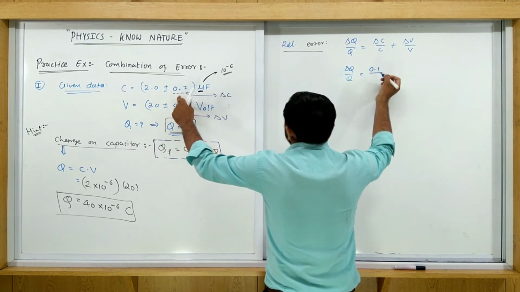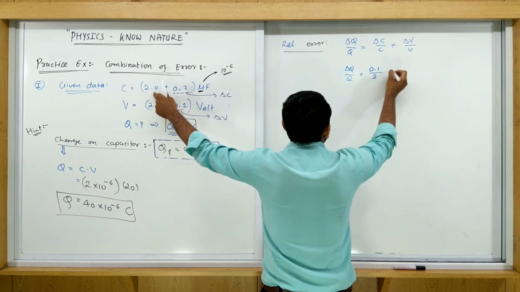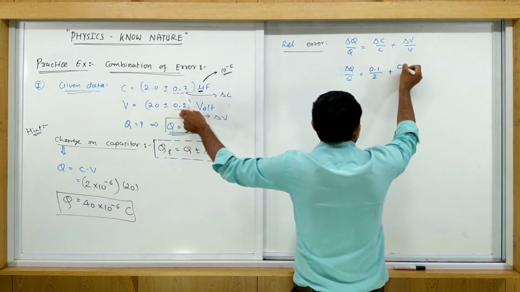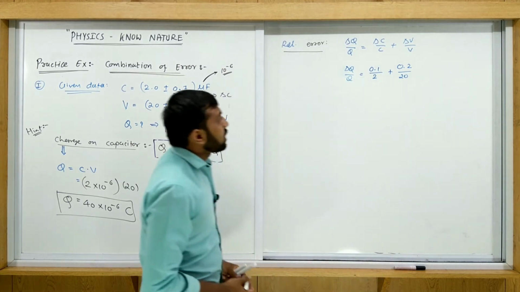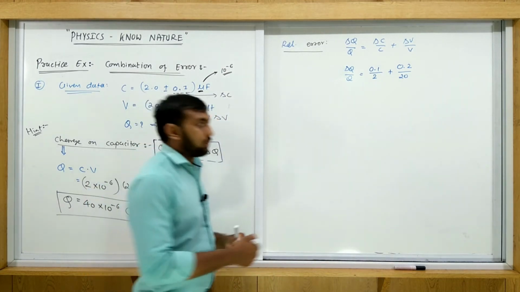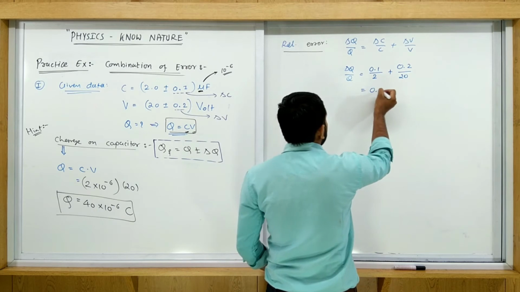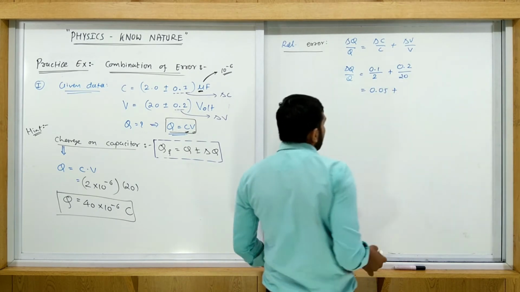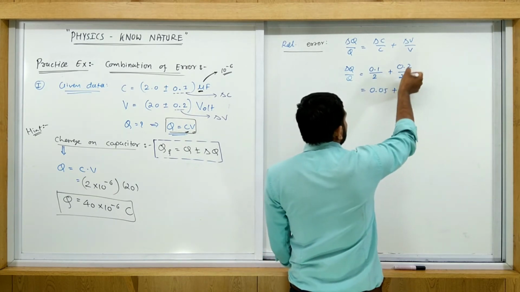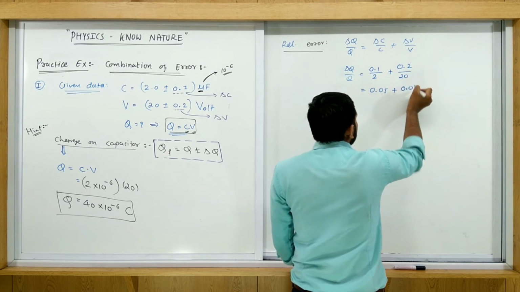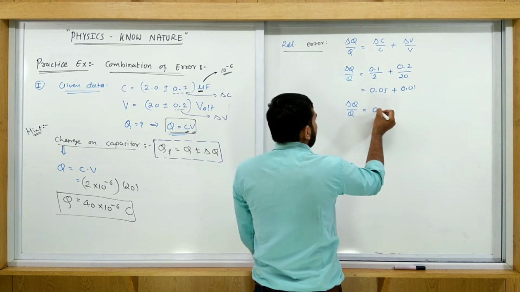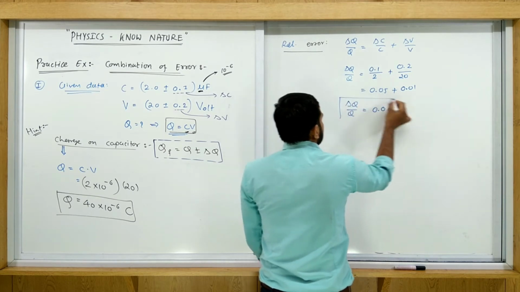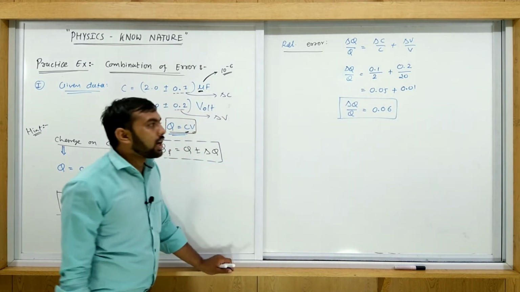0.1 upon 2 plus 0.2 upon 20. So 0.1 upon 2 is 0.05. 0.2 upon 20 is 0.01. So delta Q upon Q is equal to 0.06. This is the relative error.